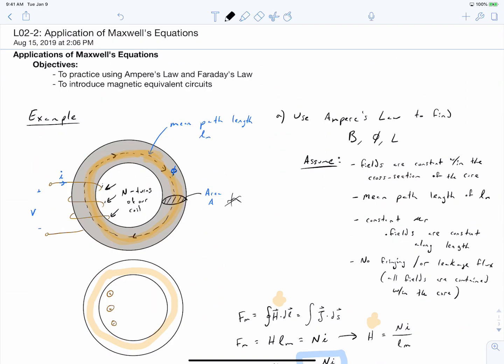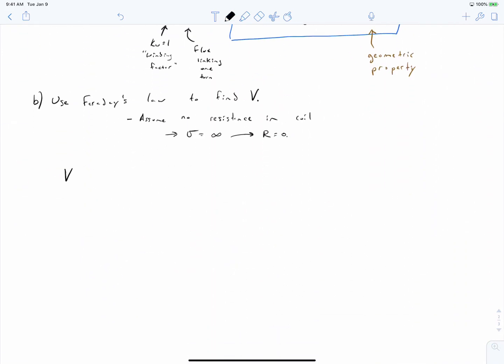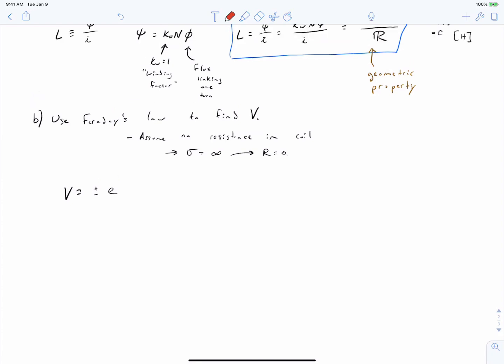So take a look at this core. We've defined our voltage as having a positive terminal on the top where the current enters and a negative terminal on the bottom where the current returns. And we've defined our flux path as going clockwise around the core. Since we have no resistance, our voltage is going to be related to our back EMF. V is equal to plus or minus our back EMF.